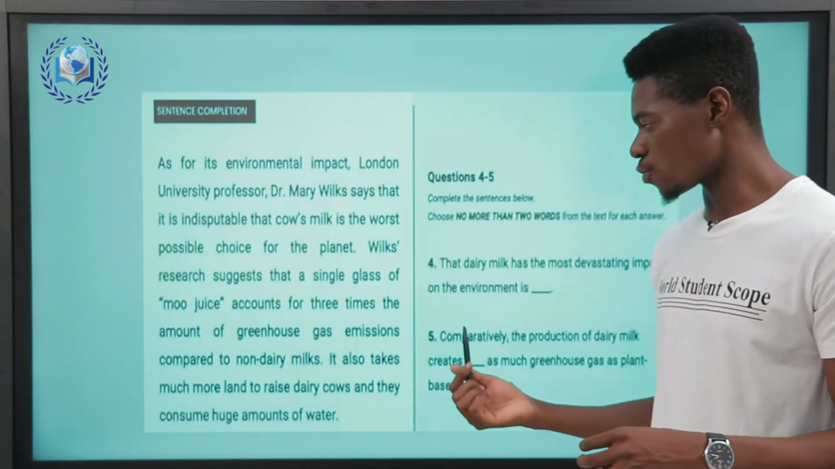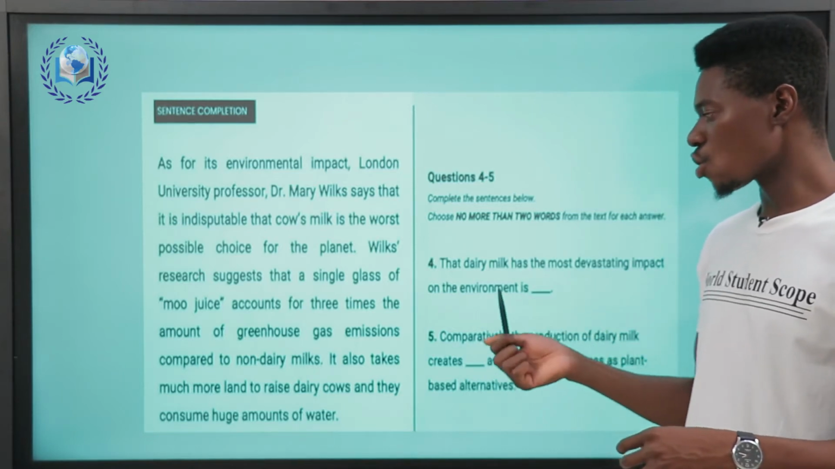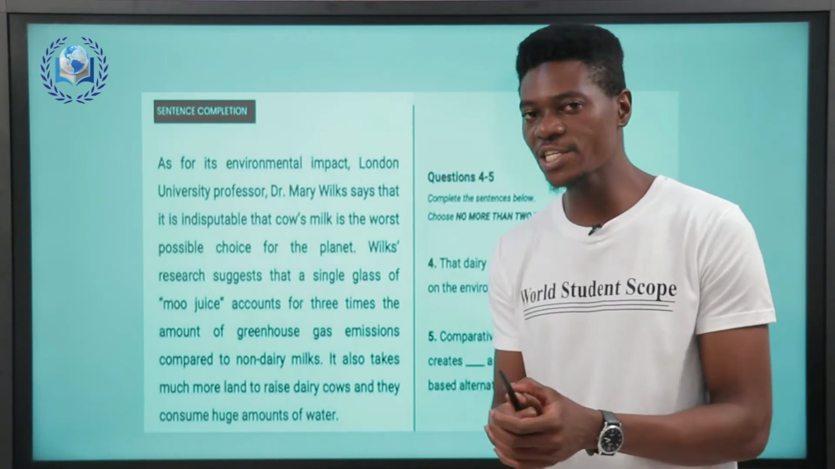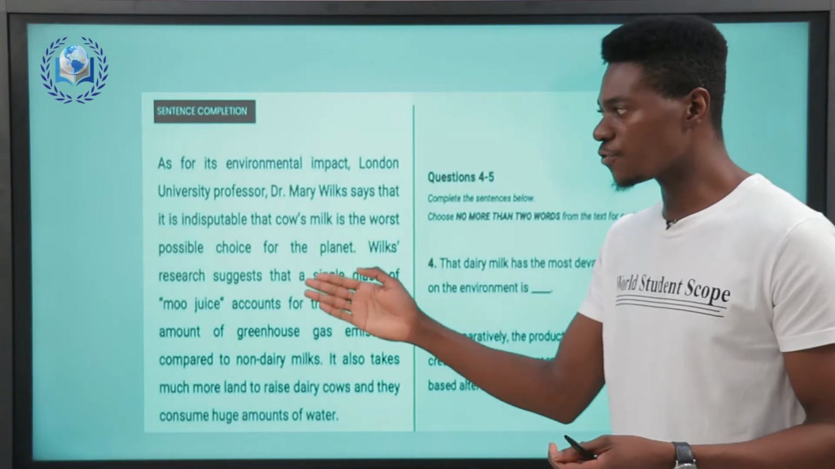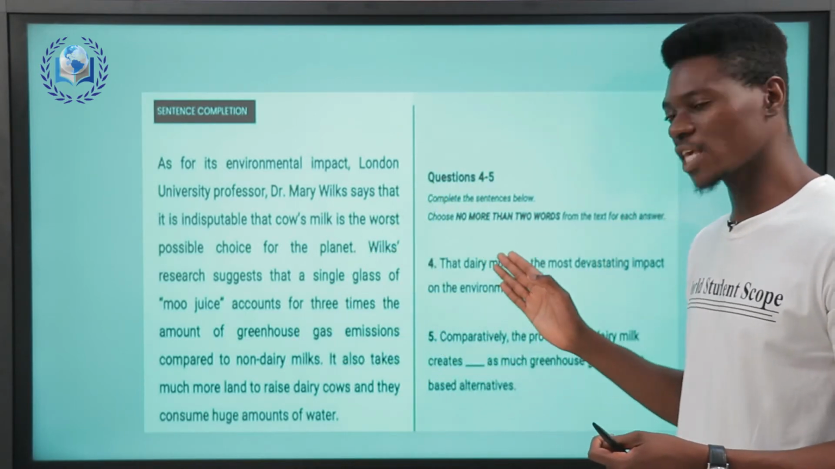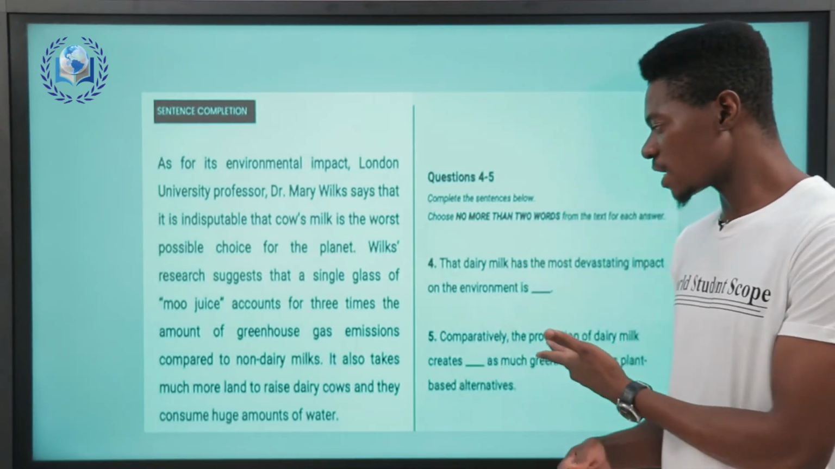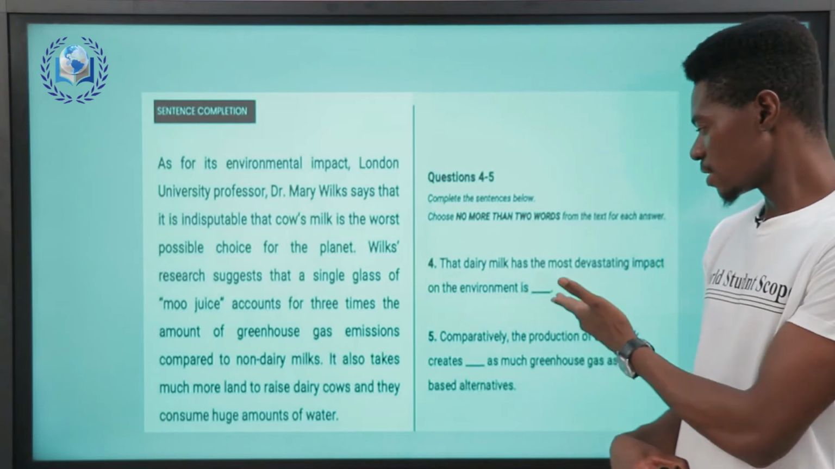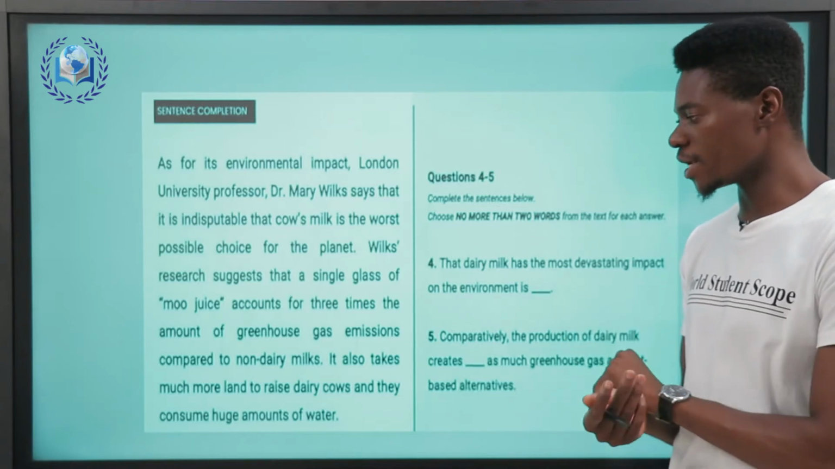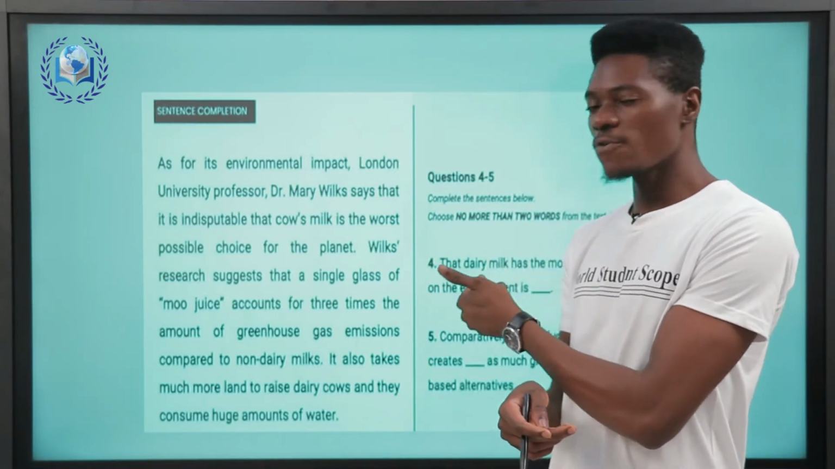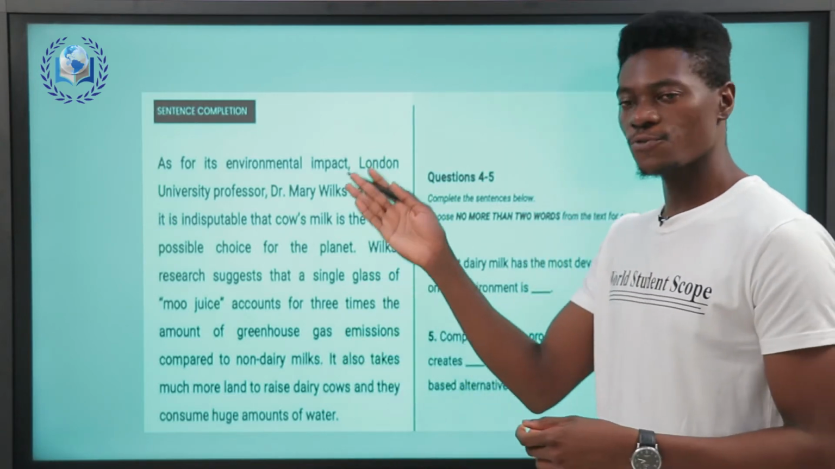For example, question number 4. The dairy milk has the most devastating impact on the environment. So sentence completion. We fill in the blank. We read from the passage. After knowing our keywords, we fill in the blanks. So, dairy milk, this is the keyword. Devastating impact is the keyword. Also, environment is the keyword. We have different keywords in this type of question. Now, let's try to find it in the passage.